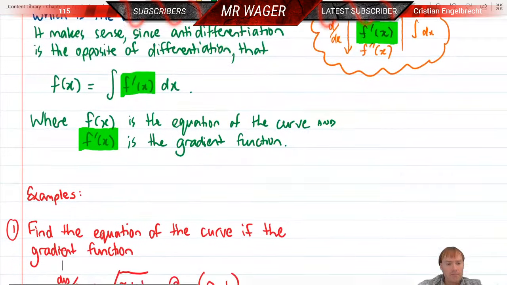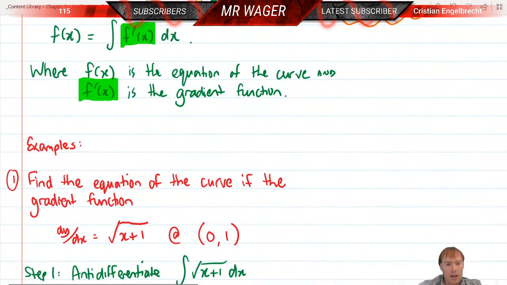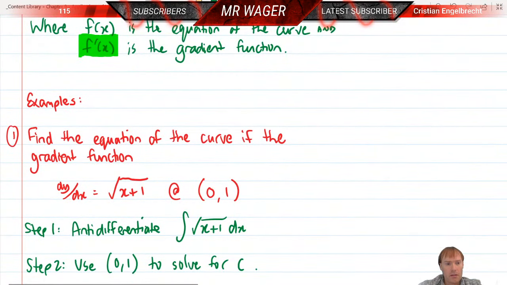So the first one is where we're going to find the equation of the curve if the gradient function is this. So they give us the derivative function, or the gradient function, and they also give us the coordinate that this function goes through. And this is a clue to help us work out what the constant value is, because whenever you antidifferentiate, you get a constant value. And so we want to work out what that C value is.